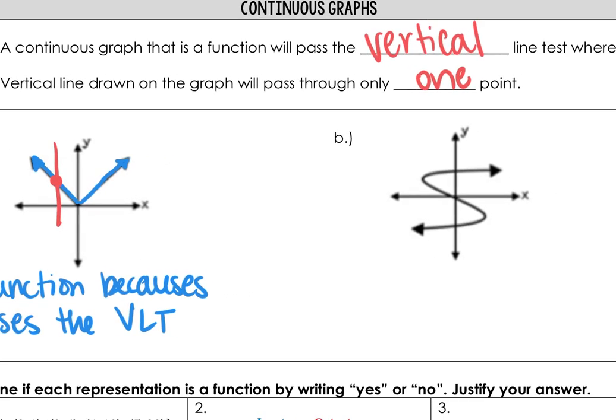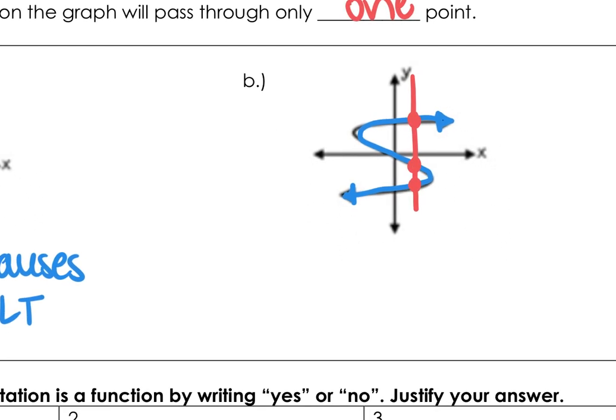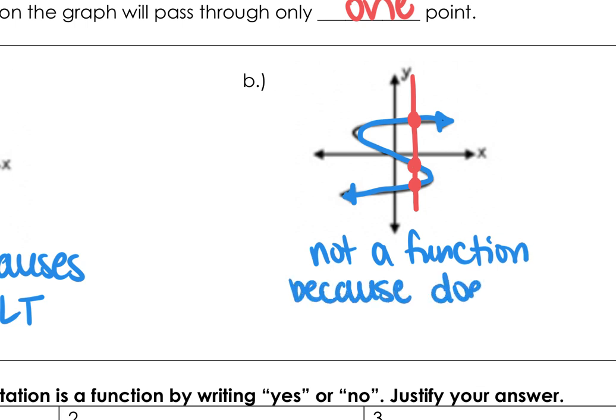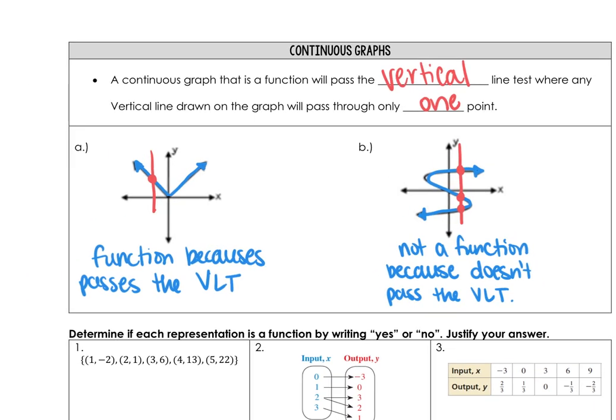So then if you look at the graph in B, again, I'm going to go over the graph in blue so you don't get it confused with the X and the Y axis. So there we've got this S-shaped graph. And what you'll notice this time is if I draw a vertical line, I've hit that blue graph in 3 different places. So because I've hit that graph in 3 places, this is going to be not a function. And it's not a function because it doesn't pass the vertical line test or the VLT. So we need to make sure that a vertical line only crosses through the graphed relation in one spot. If it crosses through in more, then it's not a function.